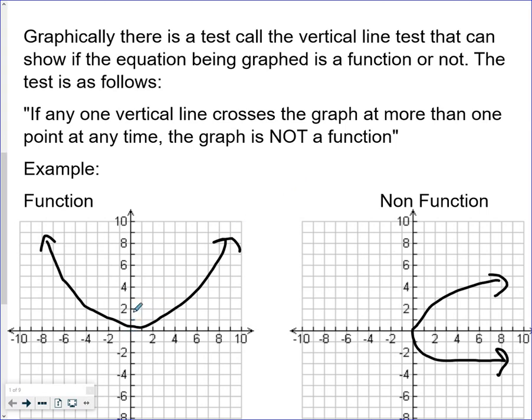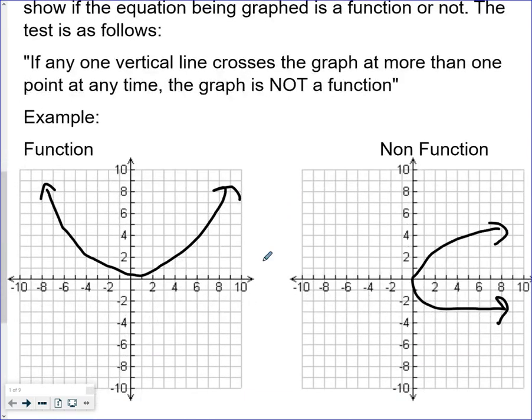What that does is, if you draw a vertical line straight down all the way through your graph, and that vertical line does not touch the design more than one time in any one spot, then it is a function. If the vertical line crosses the graph at more than one point at any one spot, then it is not a function. So what do I mean by that?